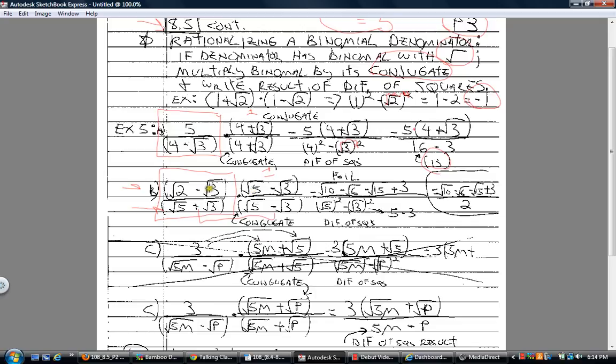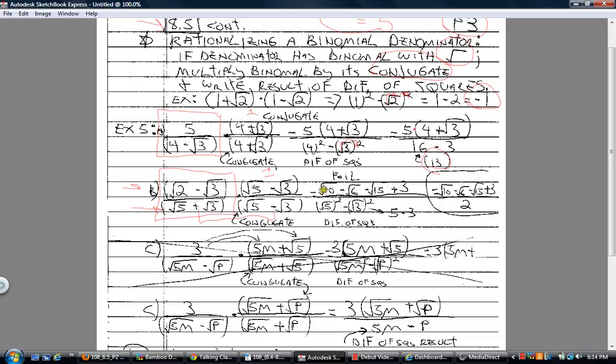And you're going to get, first: 2 times 5 is the square root of 10. Inner: 3 times 5, you know I've got the radicals, negative square root of 15. Outer: 2 times negative 3 is negative 6. Last: negative 3 times negative 3 is 9, so you'd get the square root of 9, execute the square root, and you'd get 3.